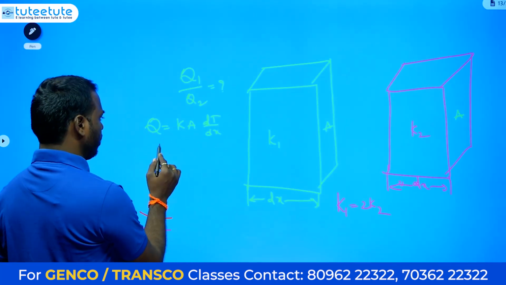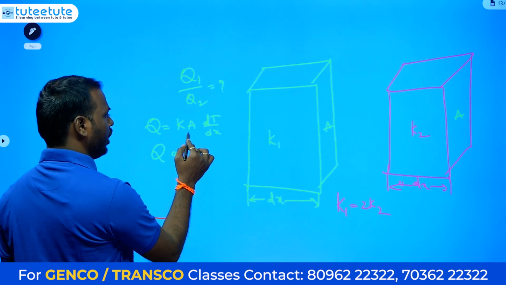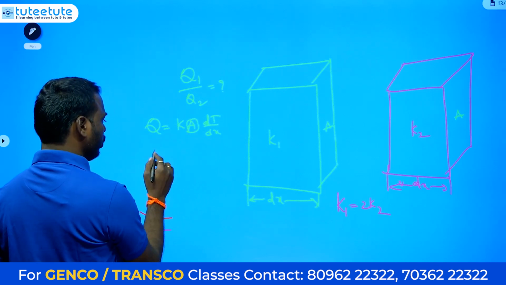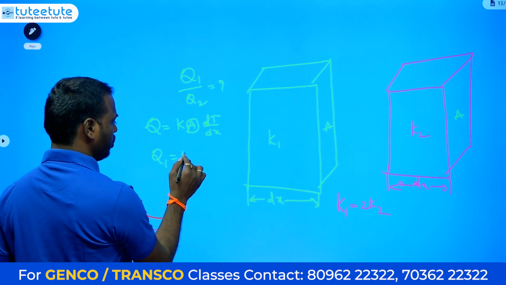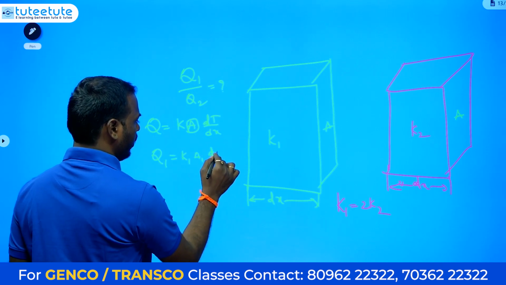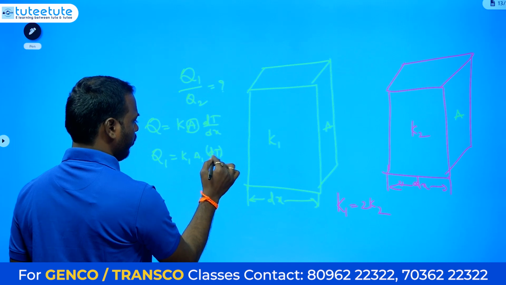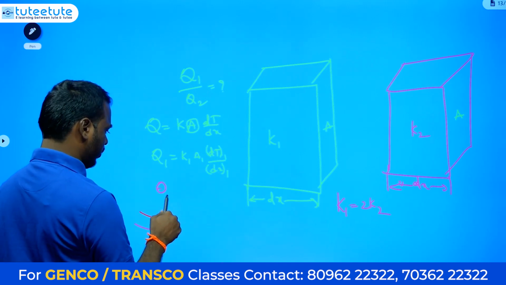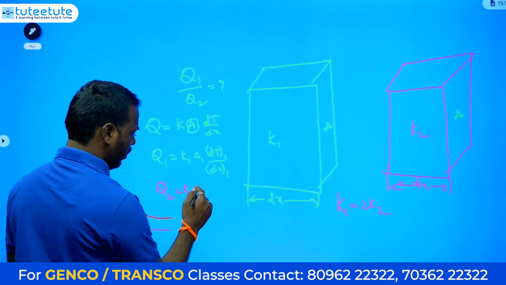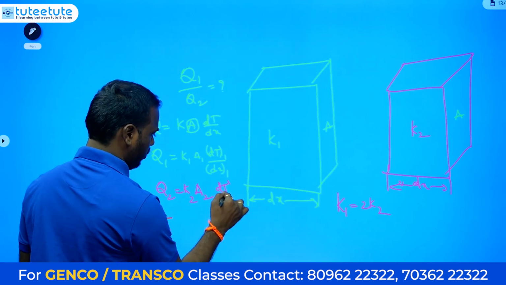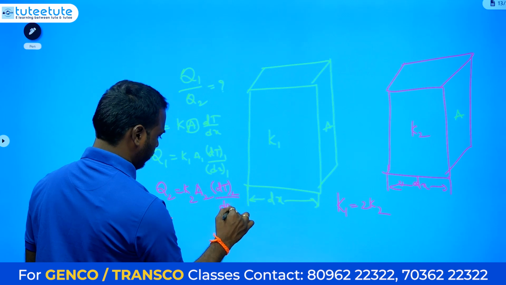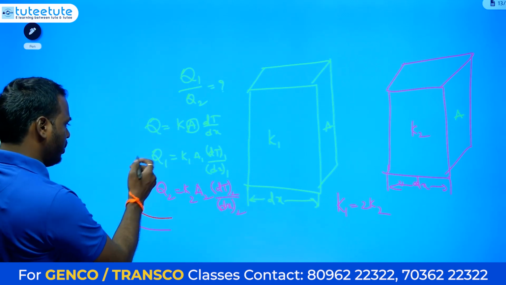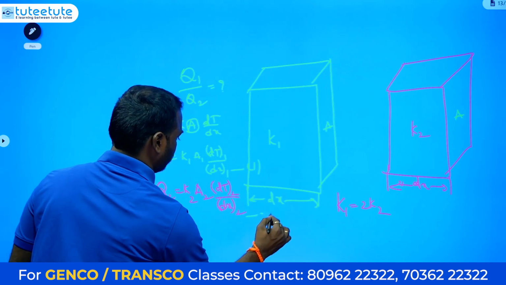So you can write down that Q is directly proportional to area, and the rest is constant. Generally I can write that Q1 is equal to K1 A1 dT1 by dx1. Similarly, Q2 is equal to K2 A2 dT2 by dx2, and I want the ratio, so I am dividing equation 1 by equation 2.